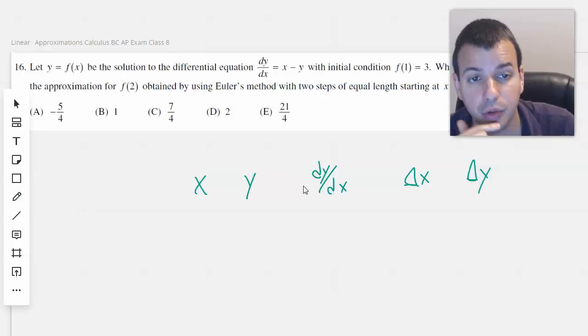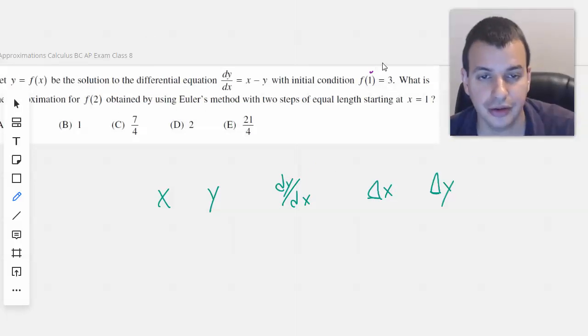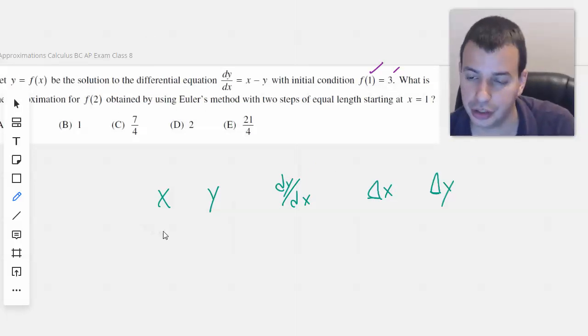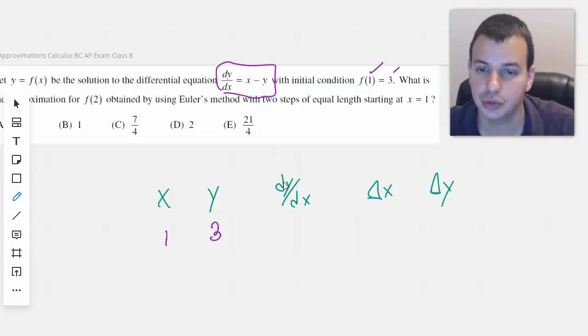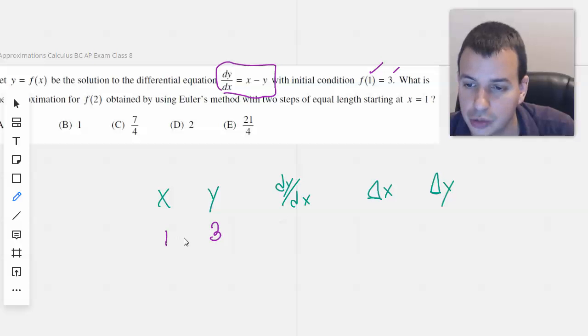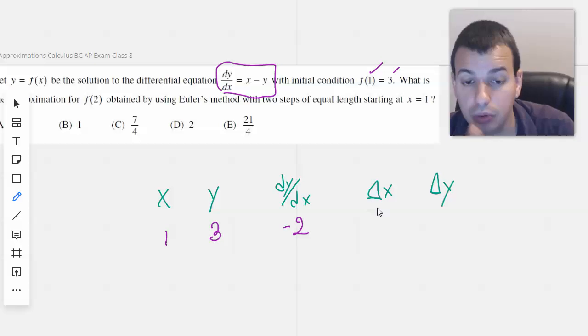Our starting point was 1, 3. X equals 1, y equals 3. And we're also given dy/dx, which is x minus y. So x is 1, y is 3. 1 minus 3 is negative 2.